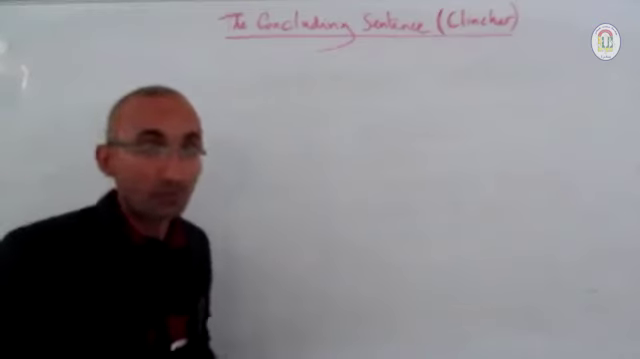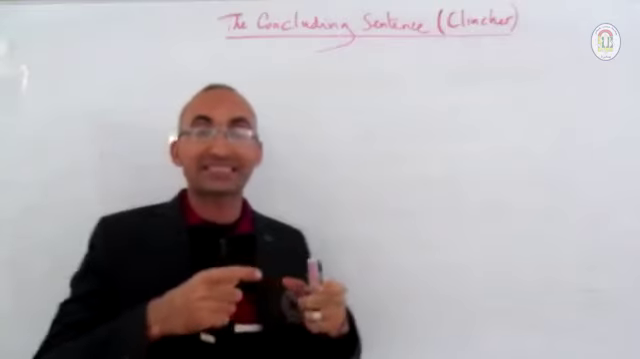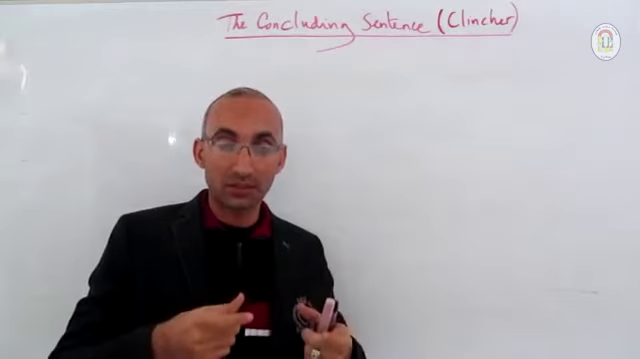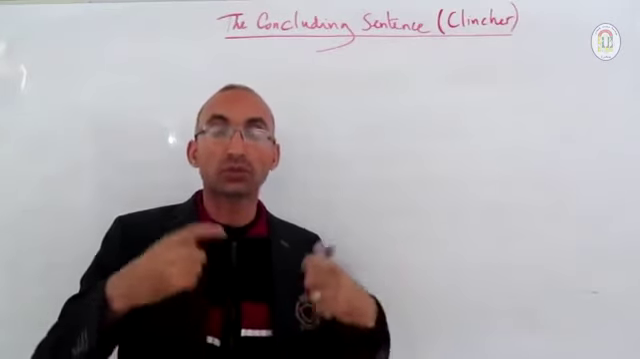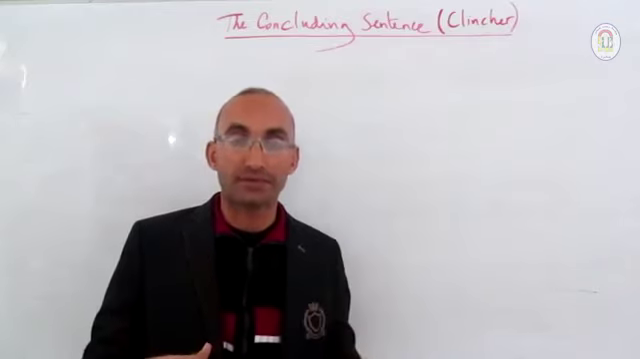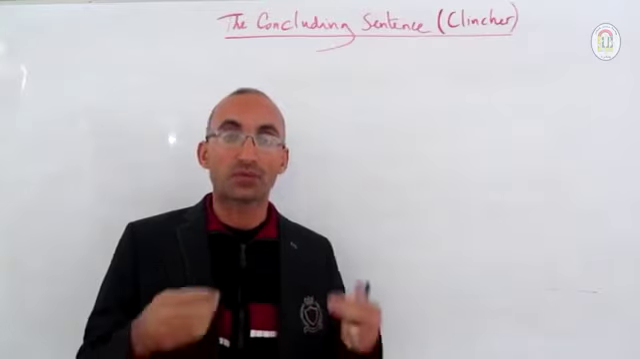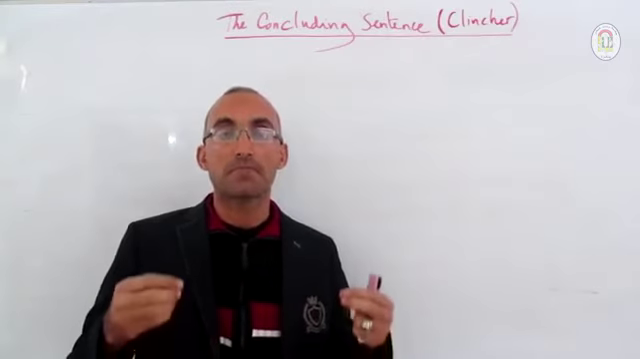Now, as you know, the concluding sentence is the last sentence which comes at the end of the paragraph to conclude this paragraph. Now, its main function is what? It is meant to signal the end of the paragraph. It is meant to inform the reader that this is the last sentence of the paragraph and of the discussion of the topic which started from the first sentence of this paragraph.